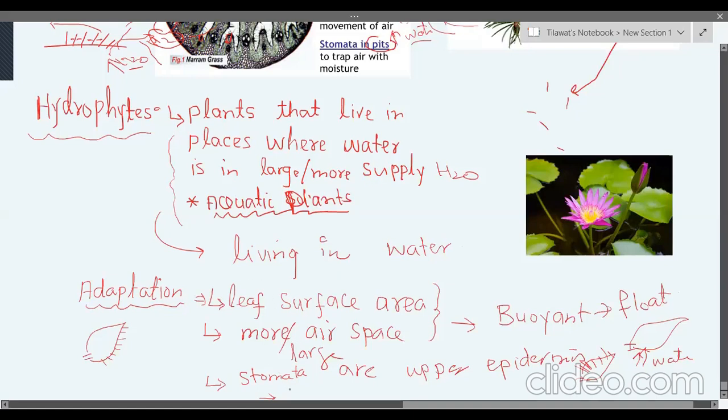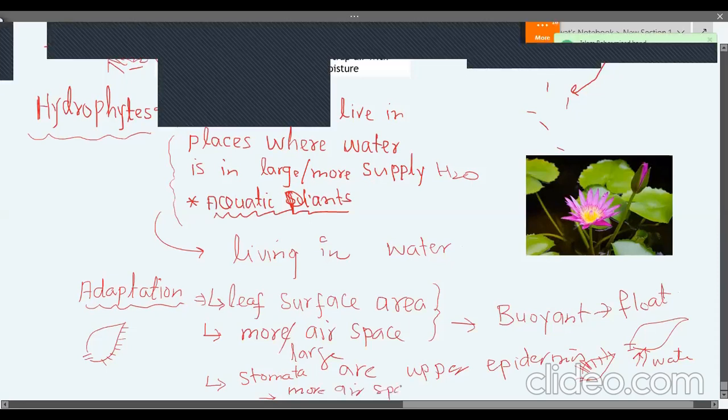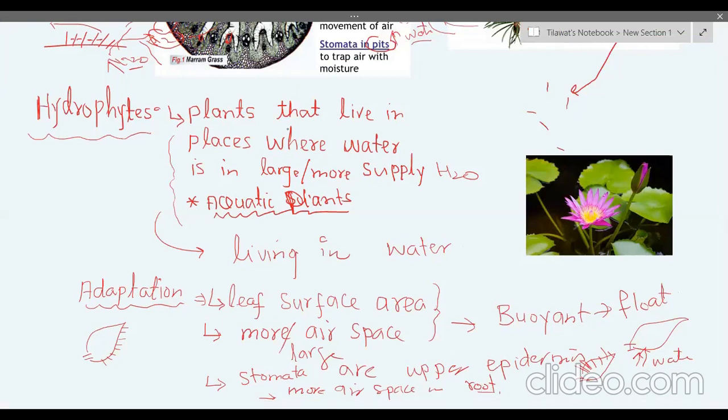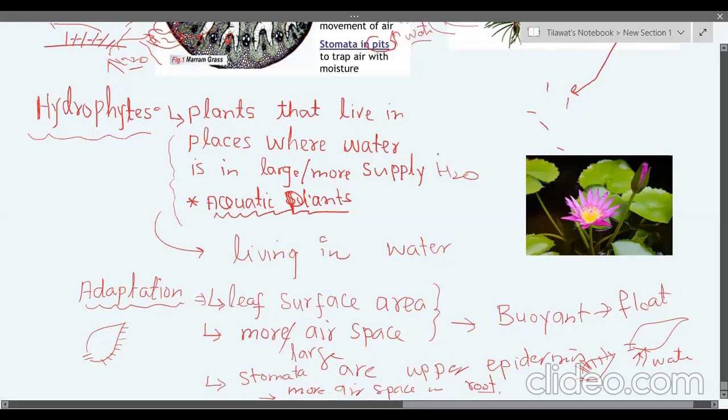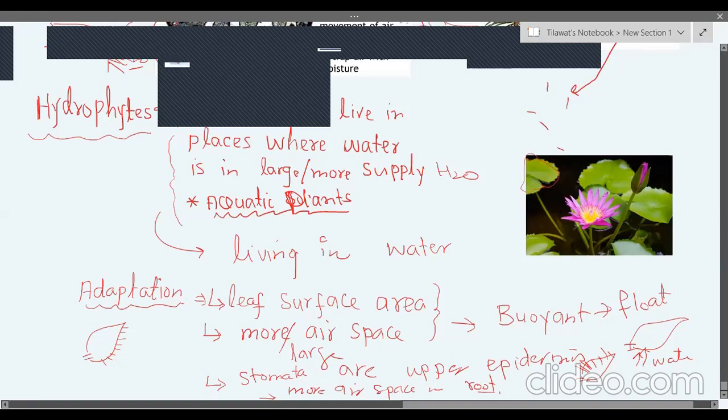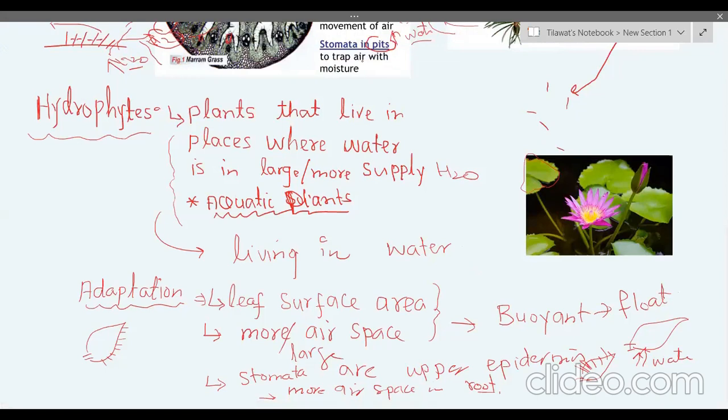I hope this is clear. So more air space in the root, so that oxygenation of the root happens easily and oxygen reaches that part easily, because the mud in which they are growing is poorly oxygenated. Okay, you can check here this plant having a large surface area of leaf. Right, this is a hydrophytic plant. I hope up to here this is clear. If you have any question, you can ask.